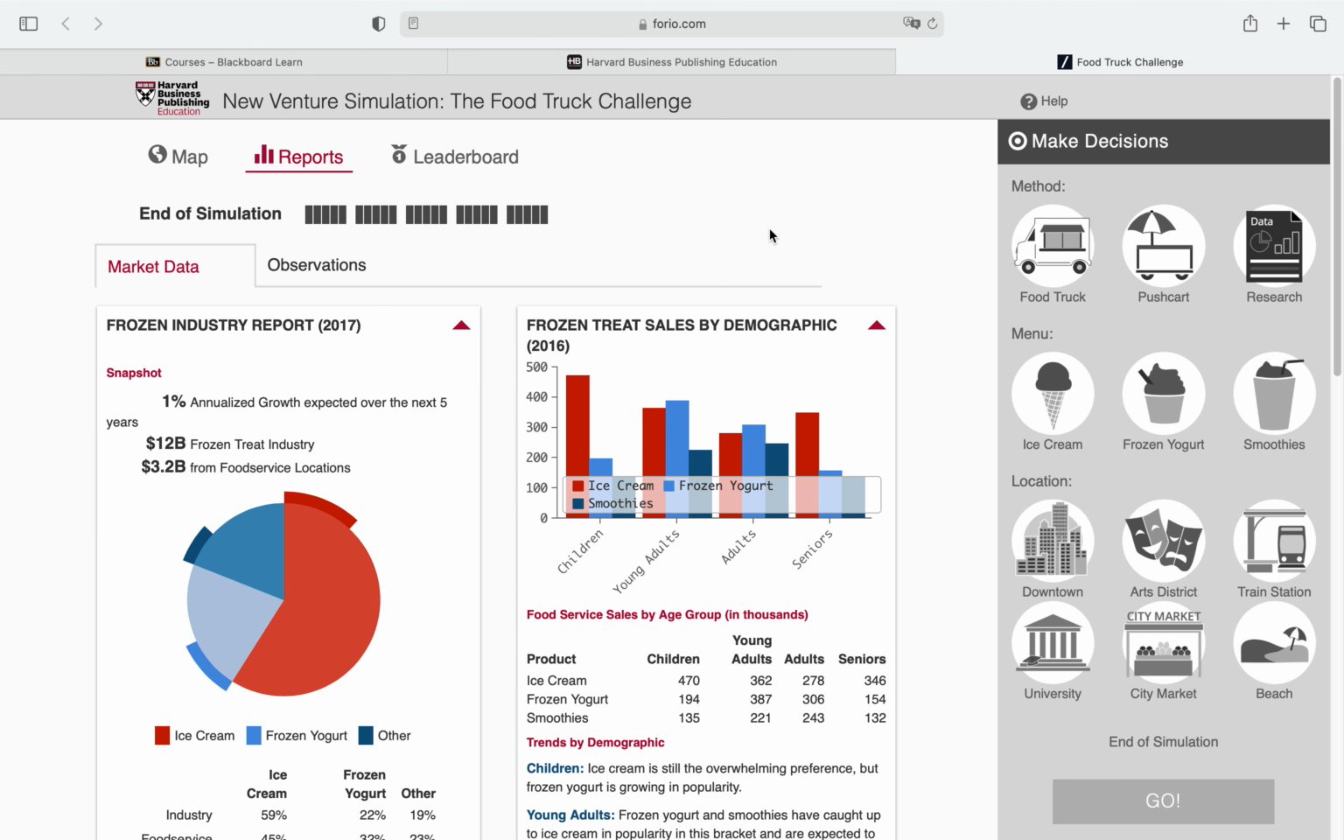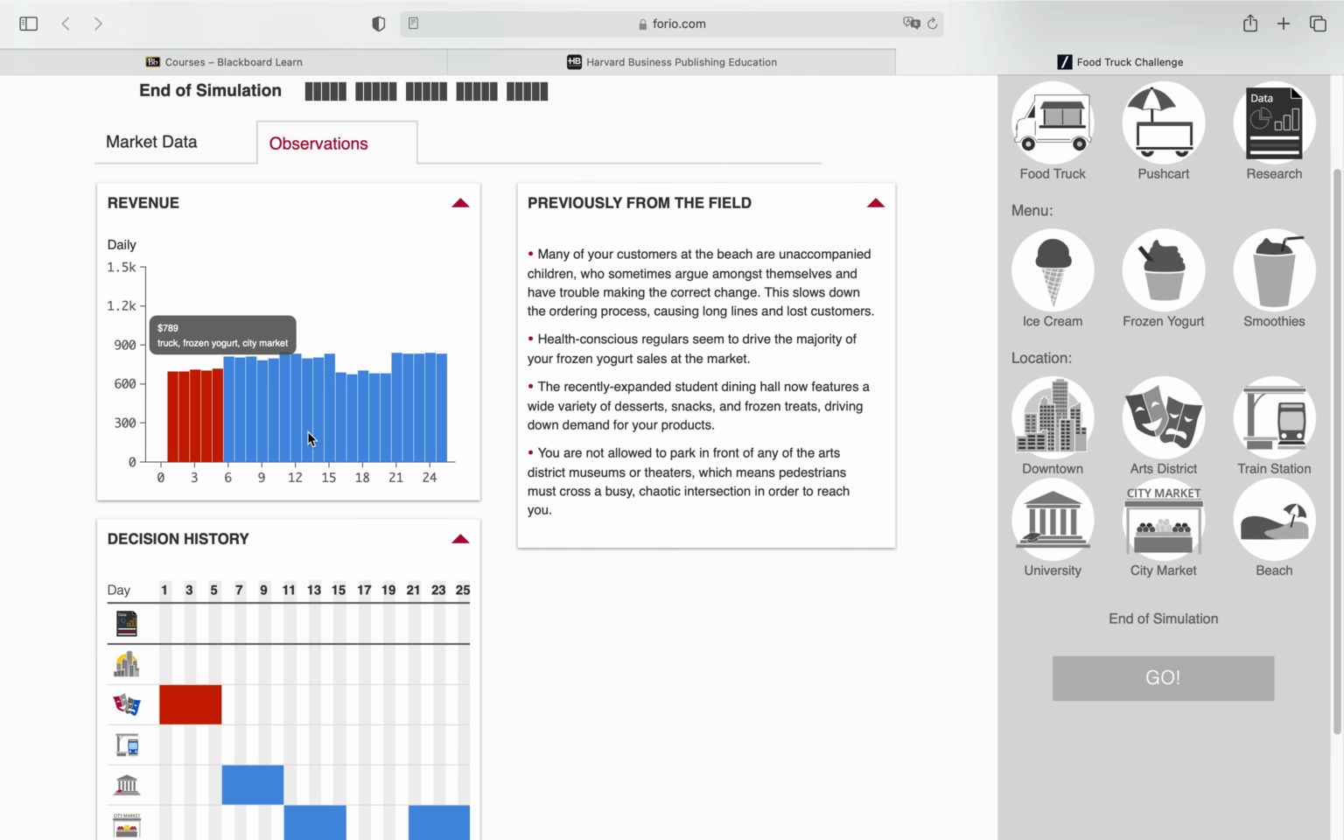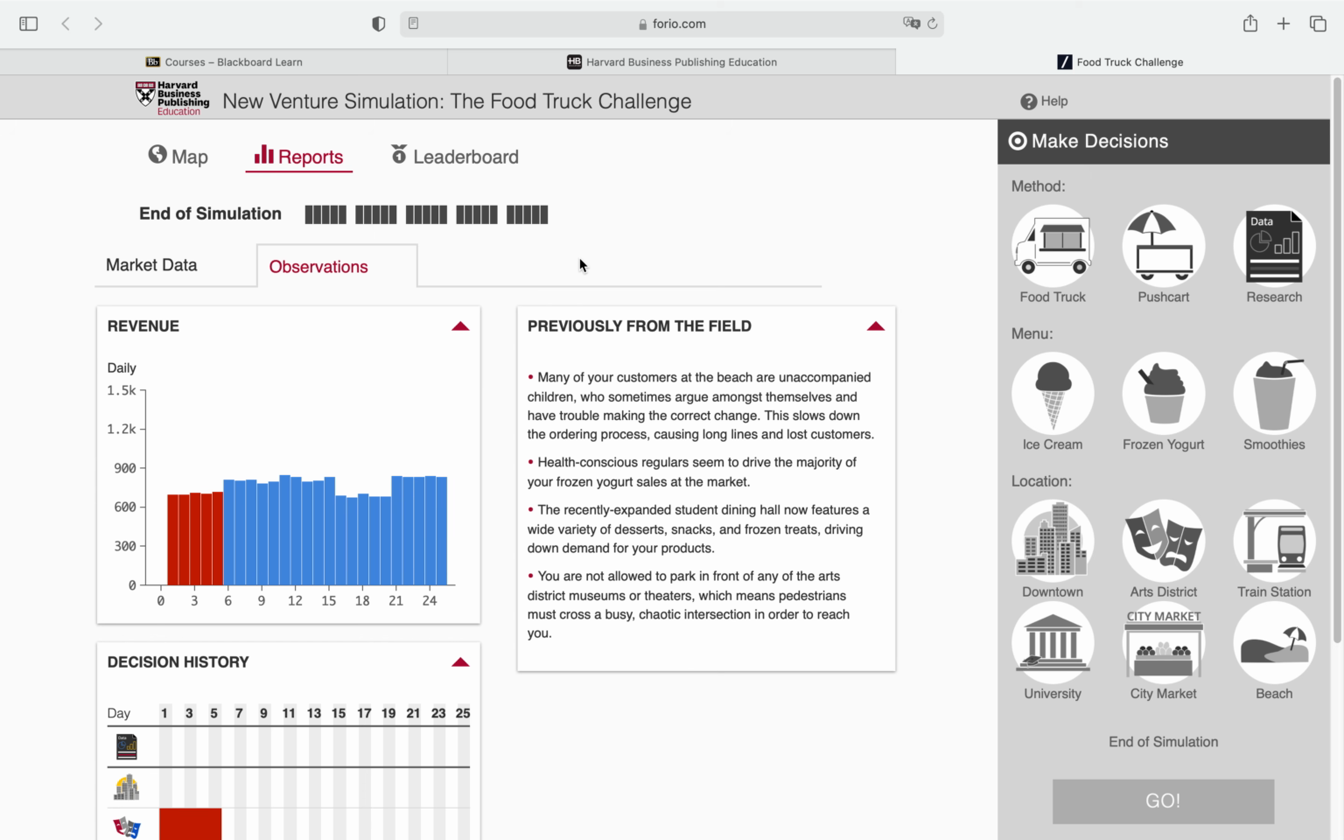So back to the food truck operation. Basically, my strategy is, let's go to the observation section. First of all, I want to say that I did not choose to use a push cart, and I also did not purchase any market research in the beginning. That's because, based on the information I analyzed, I wanted to take the chance to maximize my operation time frame.